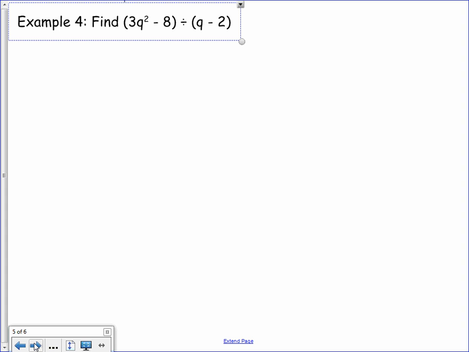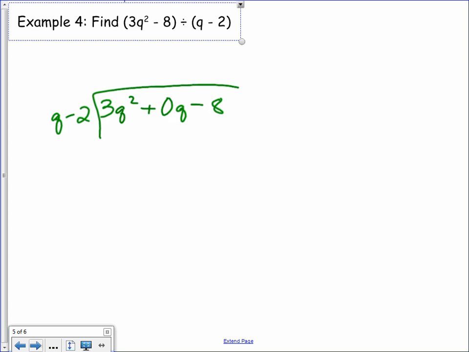Now in example 4, we are going to have to insert a term that's missing. You'll notice we don't have a q term here, so we have 3q squared, then we can have plus 0q because we don't have it there. If we multiply it by 0, that's the same as it not being there. Minus 8. We have to do that so that we can divide it out. And our divisor is q minus 2.